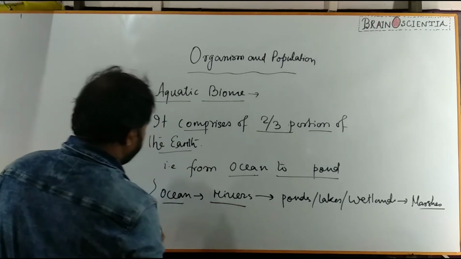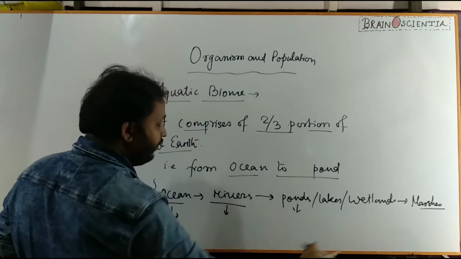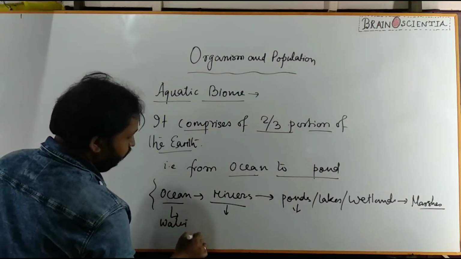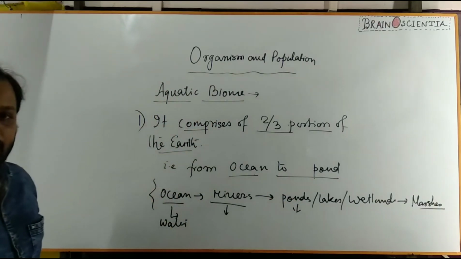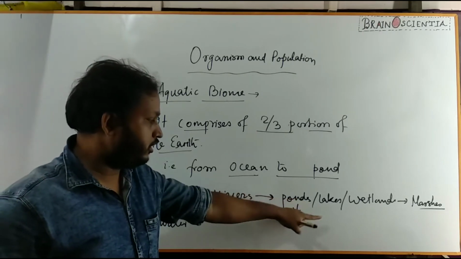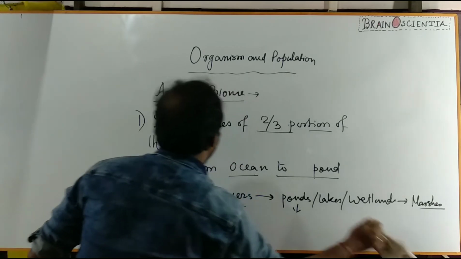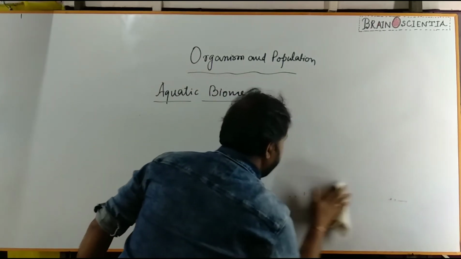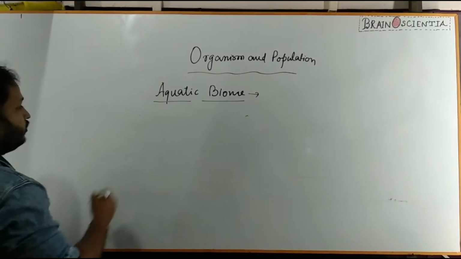Each of these biomes varies differently depending on the water salinity, the fresh water, and the different types of animals and plants residing there. Based on that, the biome is generated. The aquatic biome is broadly classified into 4 major groups.